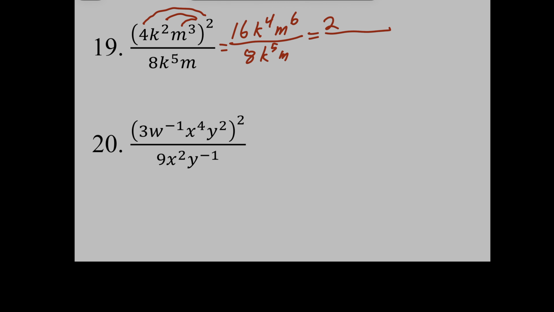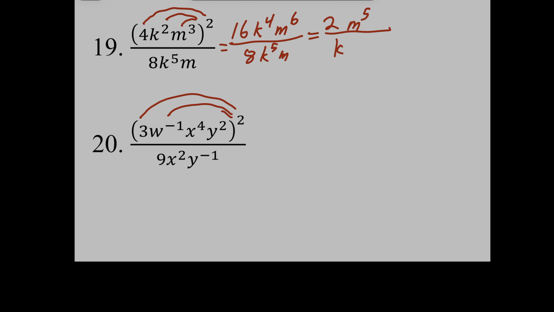16 over 8 is a 2. 5 on bottom, 4 on top. That's going to leave me 1 on the bottom. 6 on top, 1 on the bottom. I'm going to be left with 5 on top. I just subtracted, kept the side of the bigger one. All right. Now the last one, square the 3.